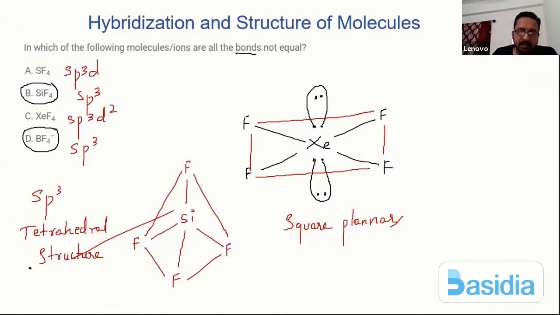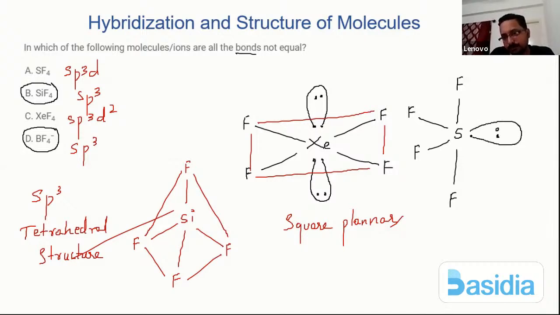Now let us try to understand the SF4 structure. Now it's very, very important. So sulfur sits over here. Let me say one fluorine is over here and another fluorine is over here. Then one fluorine sits over here and one more fluorine sits over here. Then the lone pair of electrons.